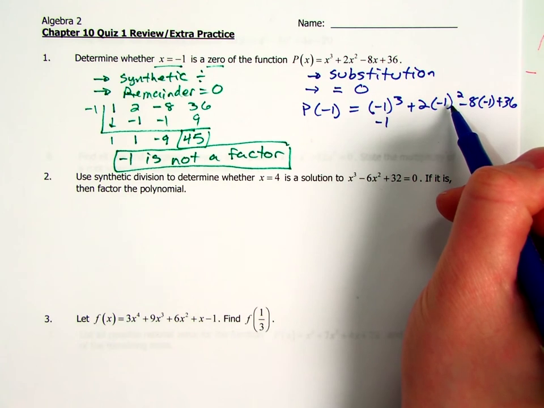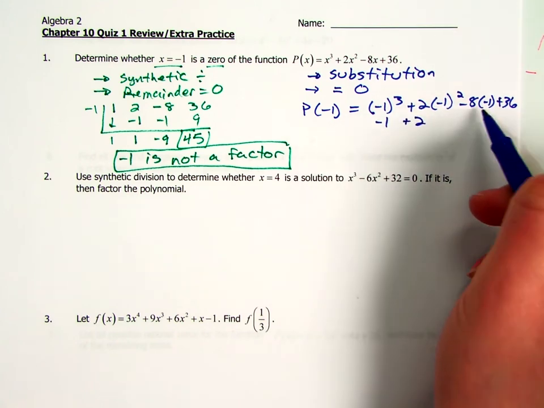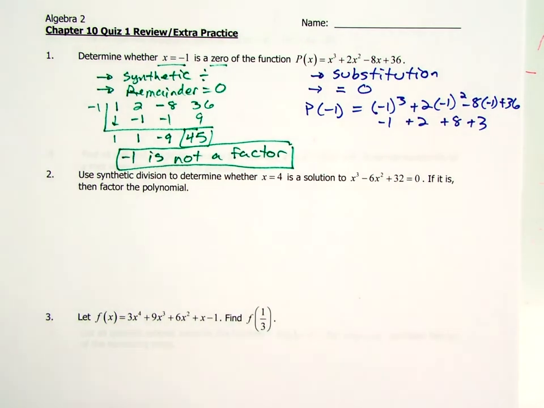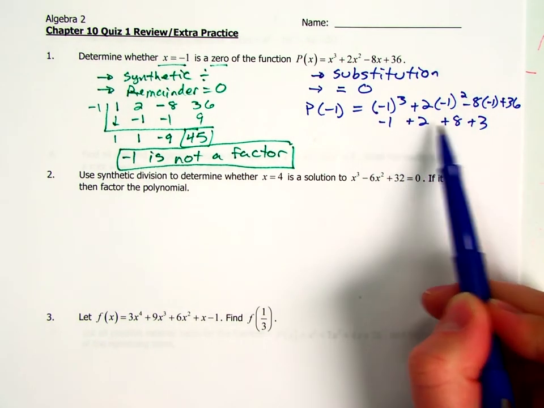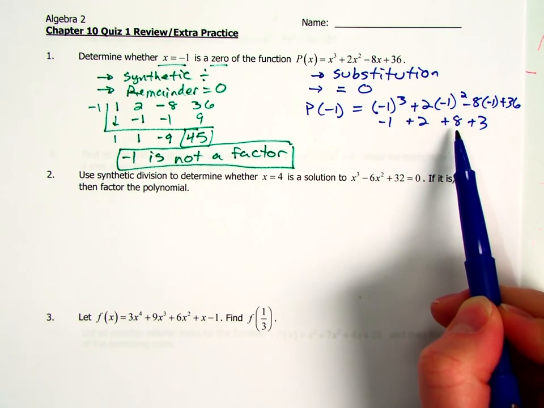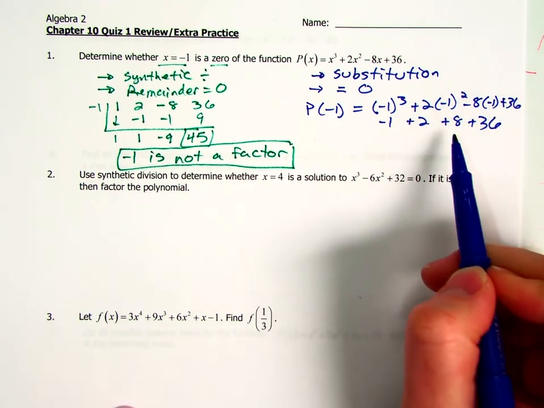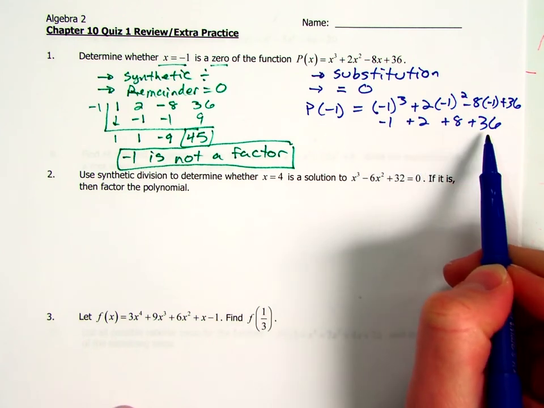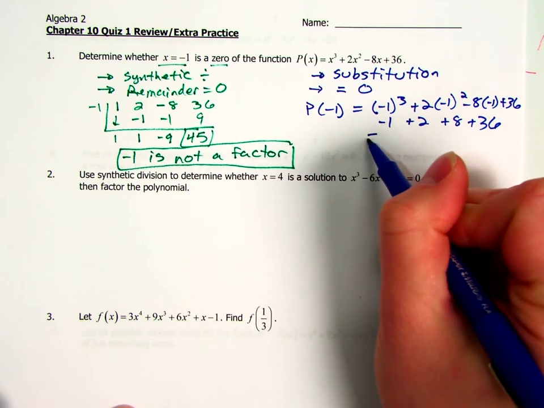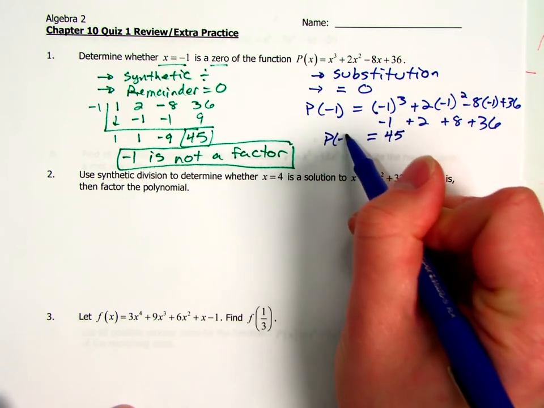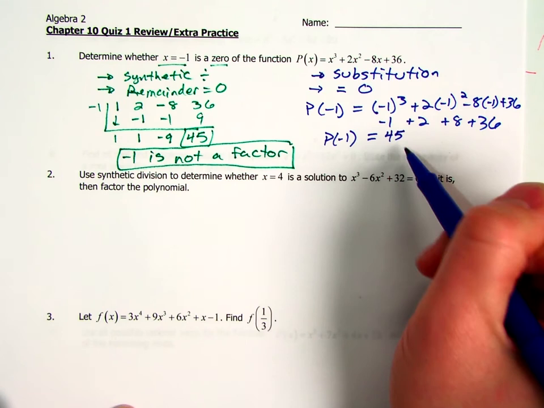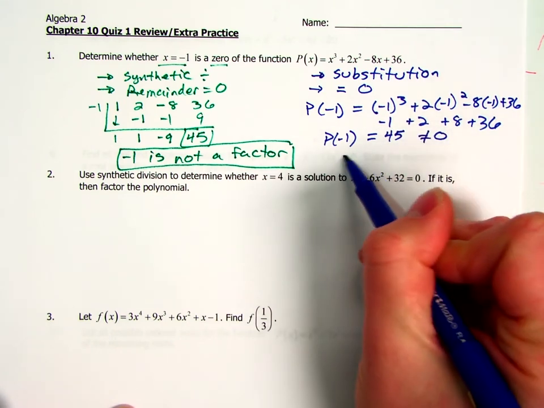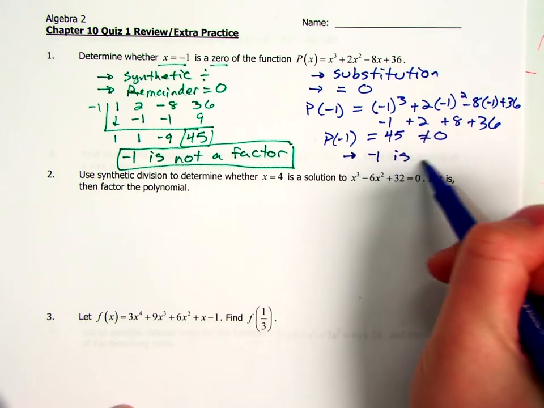Negative 1 squared would be a positive 1. Times 2 would be a positive 2. Would be a plus 8. And plus 36. Sorry, that was a 36. So negative 1 plus 2 is 1. 1 plus 8 is 9. 9 plus 36 would end up giving me 45. So p of negative 1 equals 45, which again, since it's not 0, that means that negative 1 is not a factor.